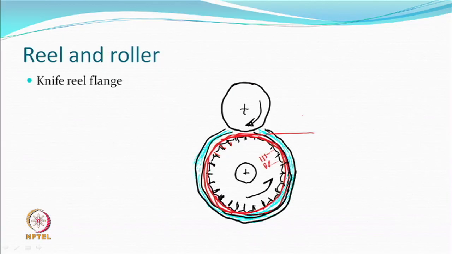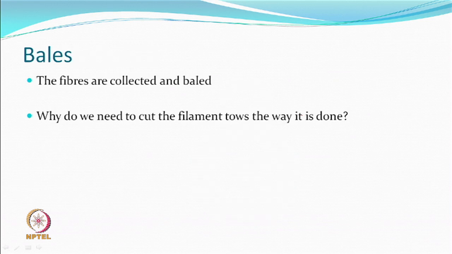So there are other methods also, principles, but the one which we talked about is one of the common ones. Of course, whenever the blades go wrong, we have to do something about the blades, but it works very well. So you produce a staple yarn and a bale, and then you go for your opening, carding, everything else. So fibers collected and baled.